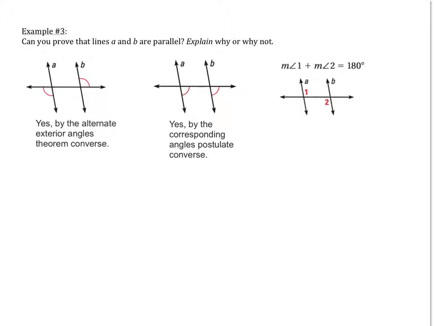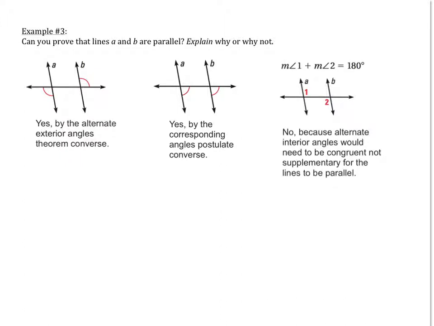And in the last diagram, we are given that angle 1 and angle 2, when I add them together, equal 180 degrees. That means that angle 1 and angle 2 are supplementary. Looking at the diagram, angle 1 and angle 2 are alternate interior angles. If lines A and B were parallel, alternate interior angles would be congruent. We are told in this problem that these alternate interior angles are supplementary. Therefore, we cannot prove that lines A and B are parallel. So my answer would be no, because alternate interior angles would need to be congruent, not supplementary, for the lines to be parallel.